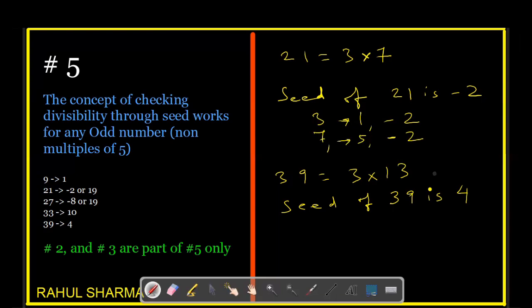Let's take the example of 39. 39 is 3 into 13. The seed of 39 is 4. Now what's the seed of 3? Here we talked about seed of 3 is 1 and -2. Seed of 3 is also 4 because you add 3 to the root seed 1. The seed of 13 we have already discussed is 4. All right. So the seed of 39 is also 4. So to check for divisibility by 39, we are already checking it by divisibility by 3 and by 13. So it is automatically fitting into our concept.